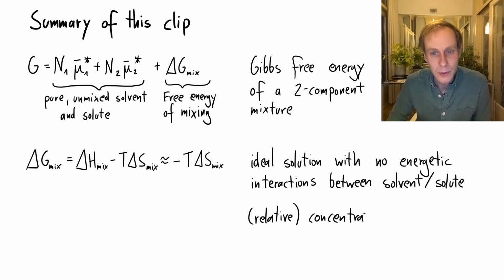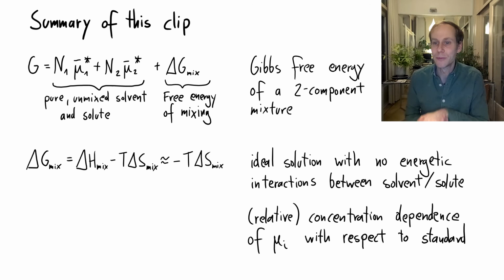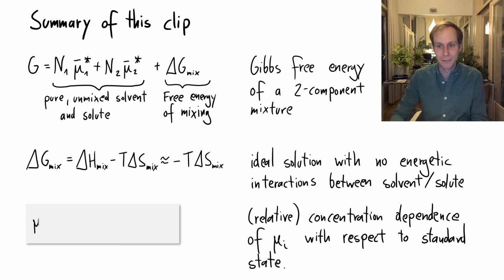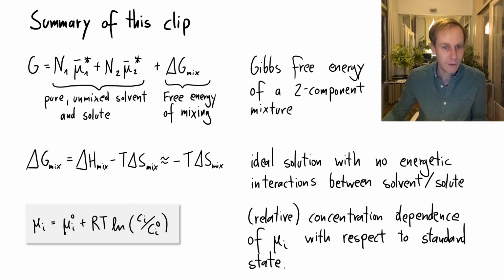And last, we found a relative concentration dependence of the chemical potential with respect to the standard state, which is this very important formula where you have the natural logarithm being applied to the concentration ratio of the actual concentration divided by the standard concentration. And we will use this expression also in the next knowledge clip to obtain expressions for the equilibrium of a chemical reaction actually.